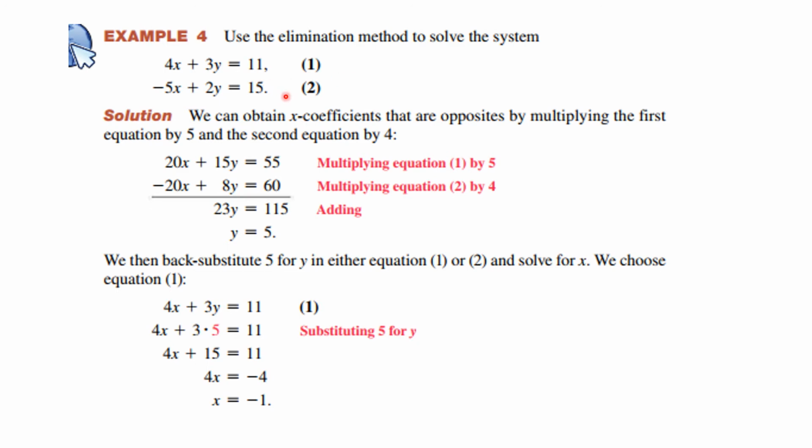When we look at this, we see that there's not a simple way to just add or simply multiply top and bottom. So what we're going to do is obtain coefficients that are opposite, but first we're going to multiply the first equation by 5 all the way through both sides. And the second equation we're going to multiply by 4 all the way through. Now the goal of this was to get 20 and minus 20, so when we add these, they cancel out by design. This ends up being 23y is equal to 115, and you solve that, y is 5.